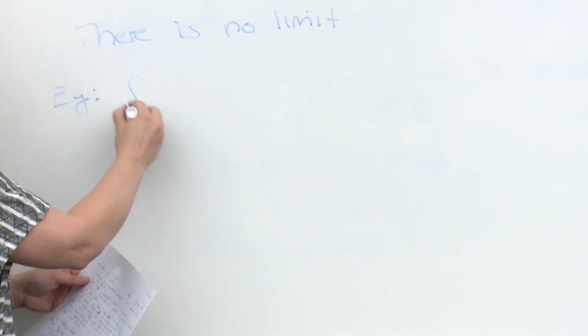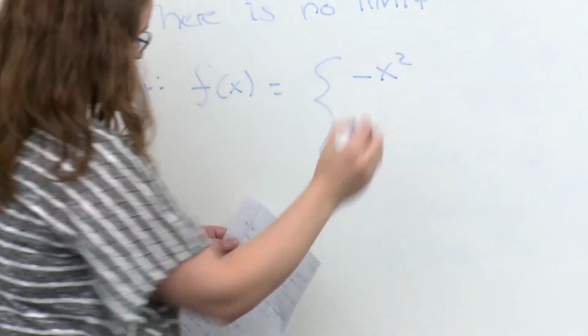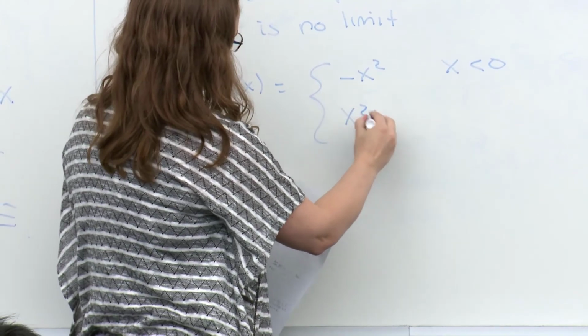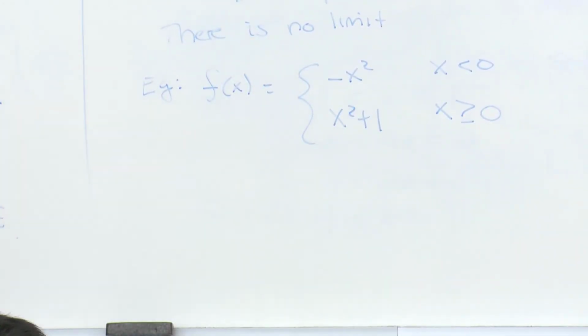Okay, so let's do another function that also does not have a limit. I'm going to define this to be minus x squared when x is less than 0, and x squared plus 1 when x is bigger than or equal to 0. We're going to try to do this one carefully and precisely. This is a nice example to write down. Because it's a little simpler function, it will be a little easier for us to very carefully and precisely write everything down.